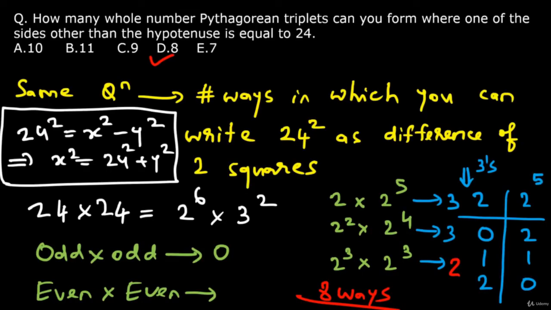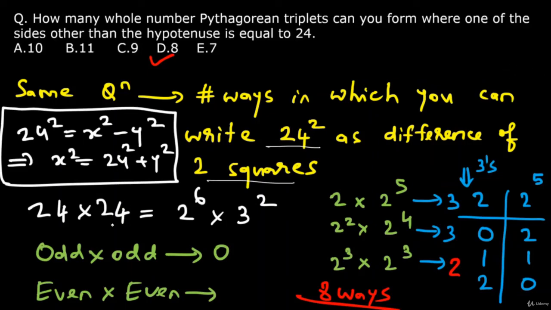Now, this is the same question as if you were asked in how many ways can you write 24 square as the difference of two squares. Why is that so? That's 24 square is equal to x square minus y square, and you can rearrange the terms and you'll get x square is equal to 24 square plus y square, right? And if this is possible, then x, 24 and y form a Pythagorean triplet, right? Now in this case, x is the hypotenuse and 24 is one of the sides other than the hypotenuse. And that's what is asked in the question.